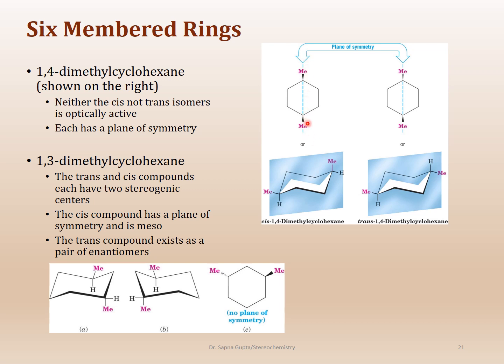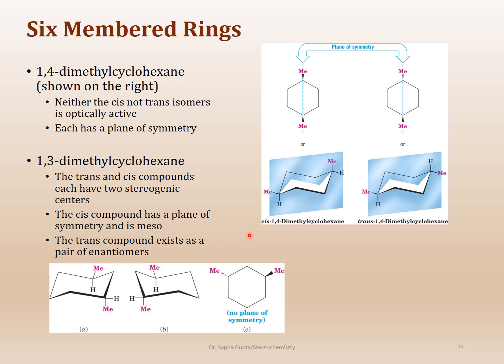So yes, you can see the plane of symmetry in the 1,4 also. Here it's trans, you can see the plane of symmetry. It's easy to see. In some cases, it's not so easy to see. For example, in the 1,3, it may not be that easy to see, but this one does not have a plane of symmetry.